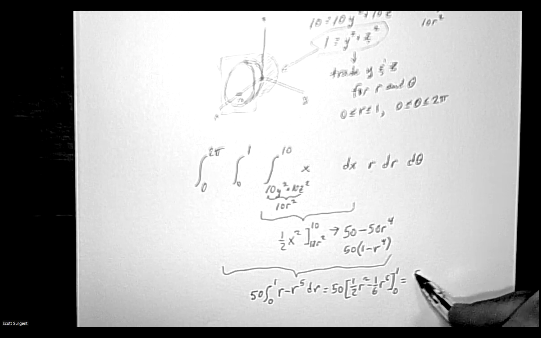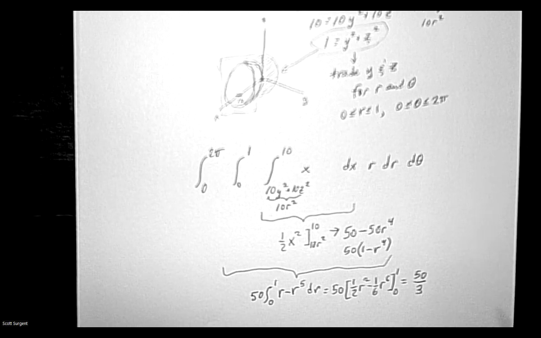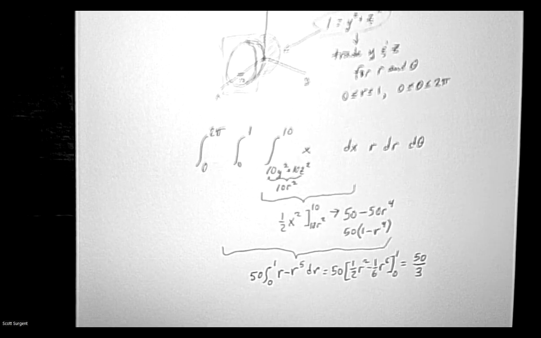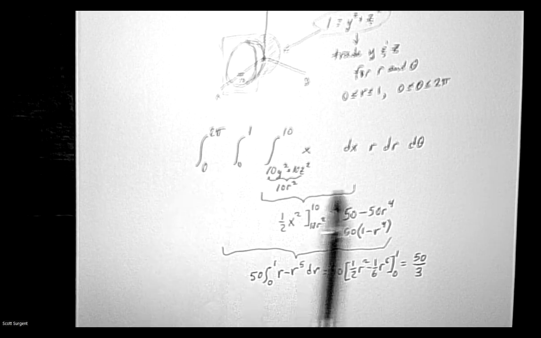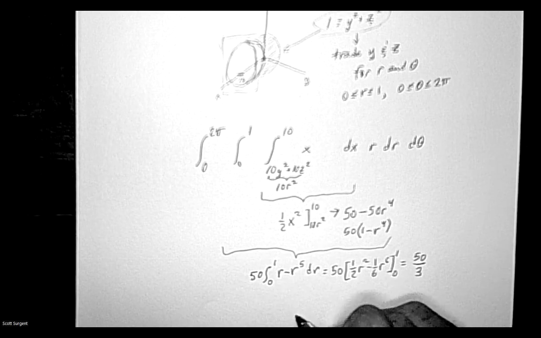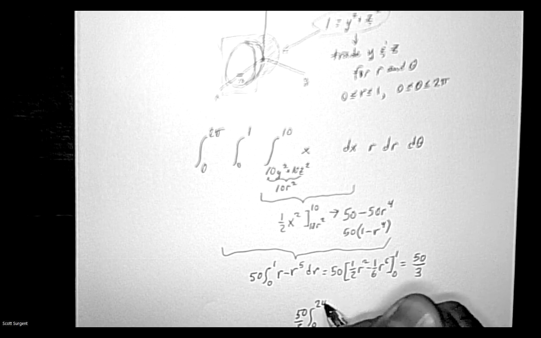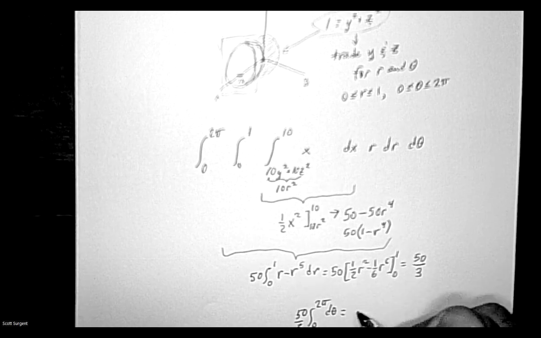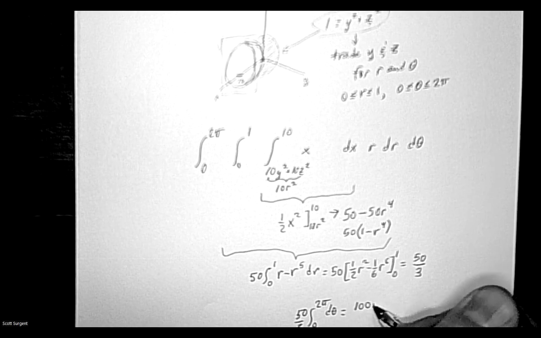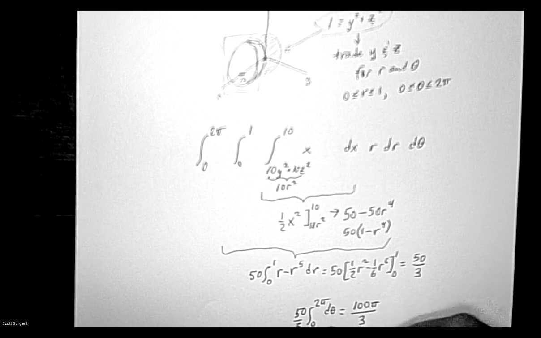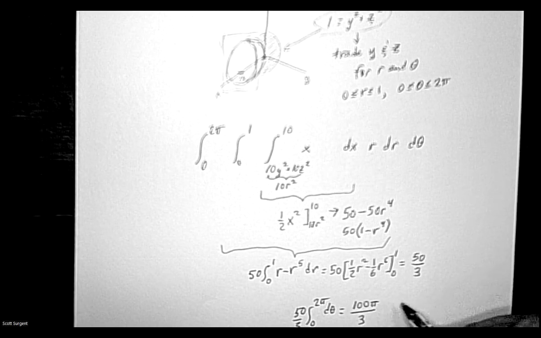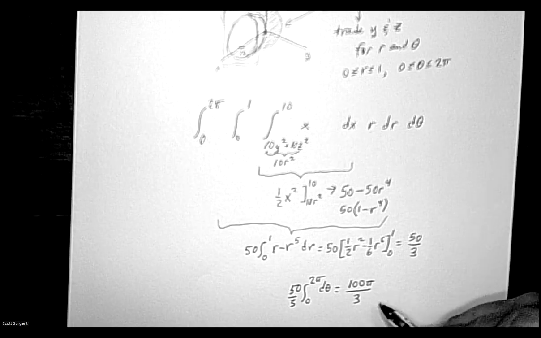So 50 over 3. And then the rest of the problem is just integrating the theta part. That's just going to be 50 over 3 times the integral from 0 to 2 pi of d theta, which is just going to be 2 pi. So it's going to be 100 pi over 3. So the 50 times 2, and that should be your answer.